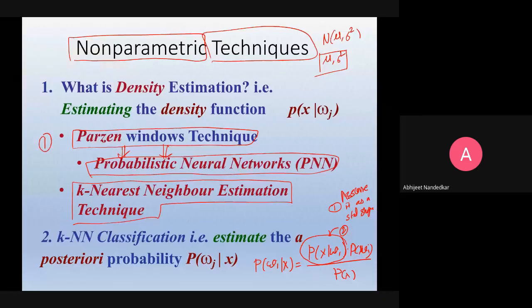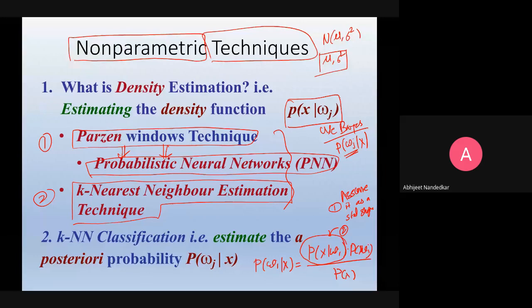We are going to see these two methods. First one is Parzen method, and the second one is k nearest neighbor estimation. So these two methods estimate probability of x given omega j. So once you know this, use Bayes to find out probability of omega say j given x. So this becomes the usual problem, but first of all we need to estimate this thing.